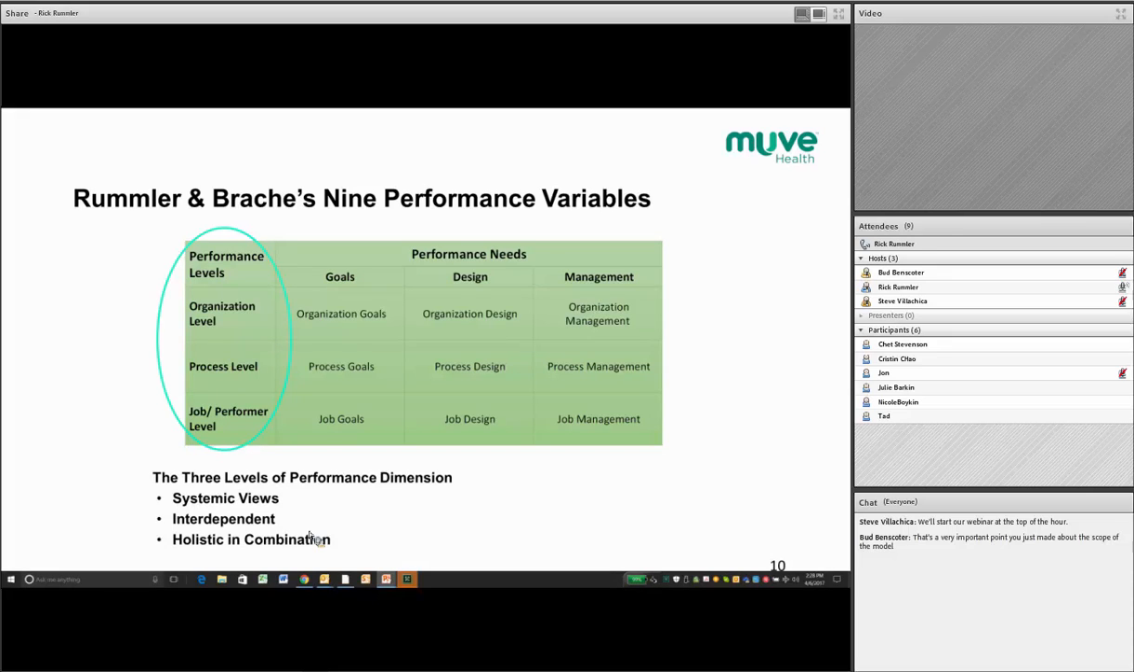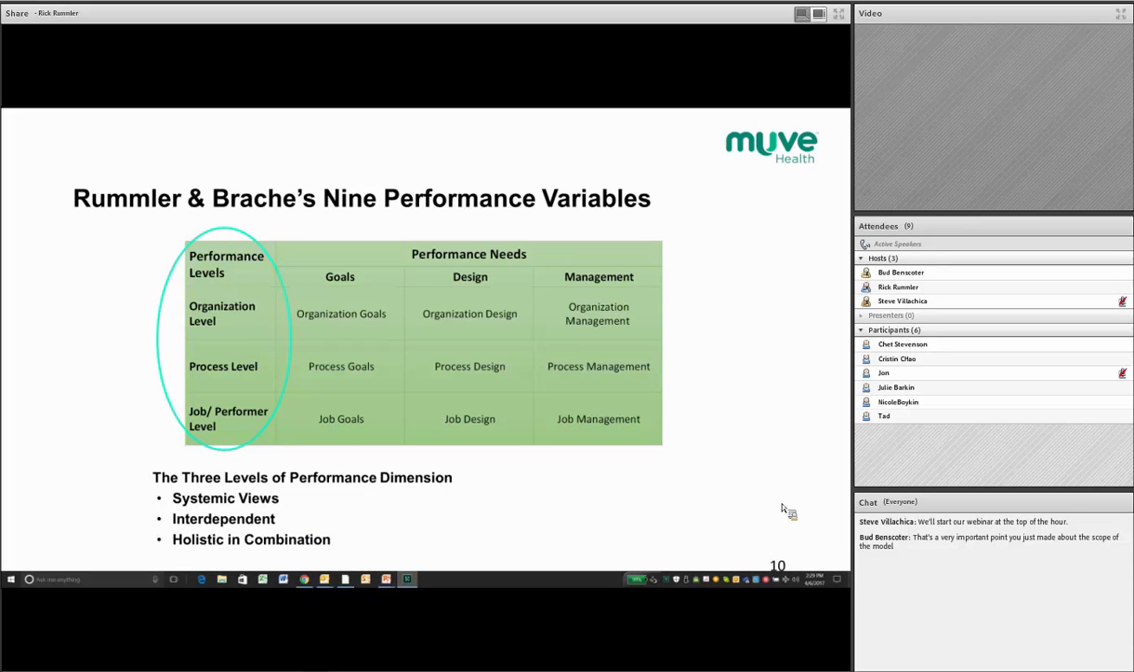Alan Brache used to refer to the process level as being no more important than organization or job. It's just that it happens to be the meat in the sandwich. So it's the joining of the two pieces of bread, the organization and job. In combination, this is a very holistic way of looking at and understanding performance, and I think that's the real value of it, is that it gives you a broad view. Think of it as the wide-angle lens that you might first use to understand the larger context before you start diving in.